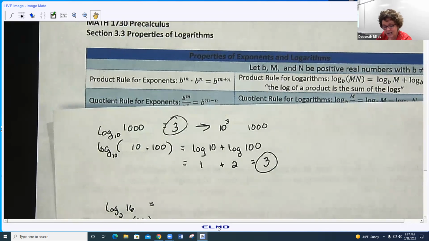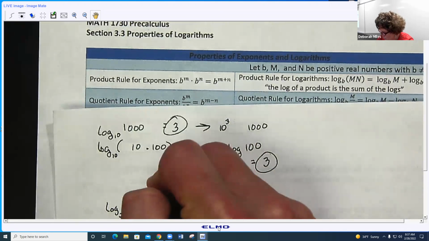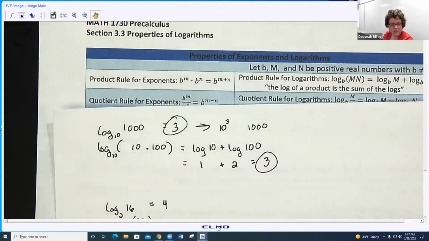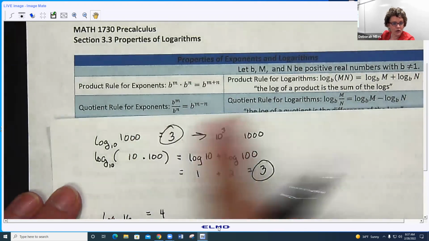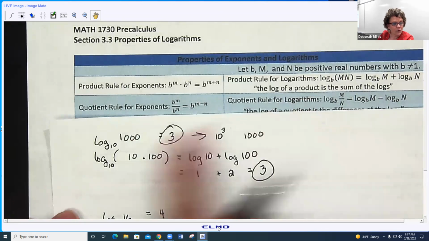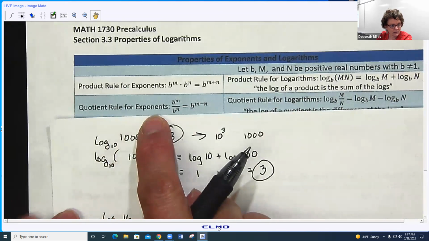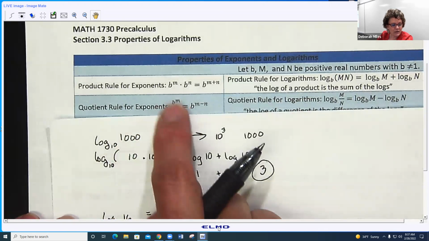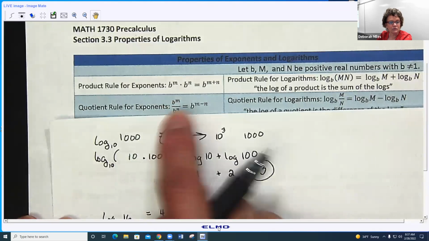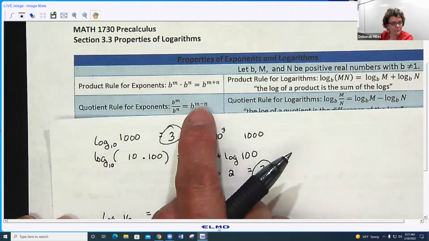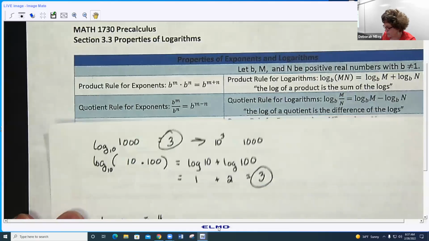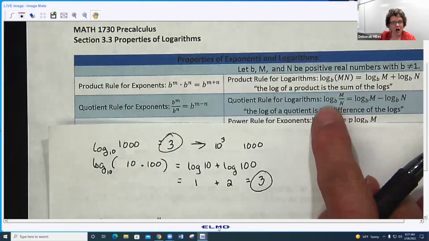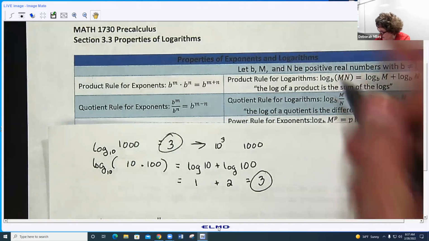You're looking for the exponent of 2 that gives me 16, and that exponent would be 4. I want to show you that the quotient rule for logarithms works as well. The quotient rule for exponents says when you divide two expressions with the same base, you subtract the bottom exponent from the top exponent.